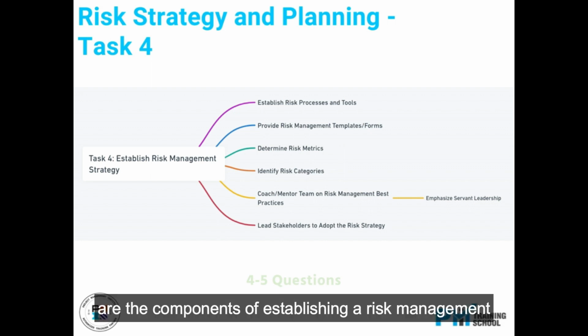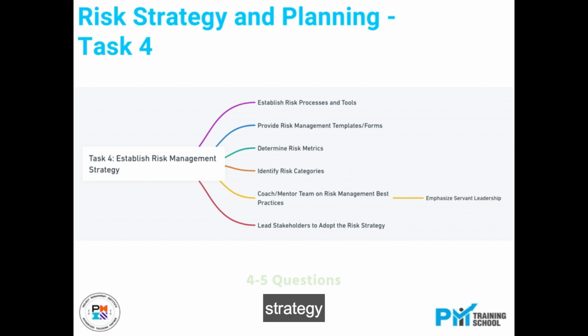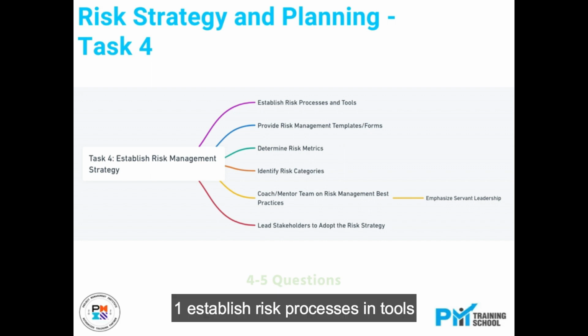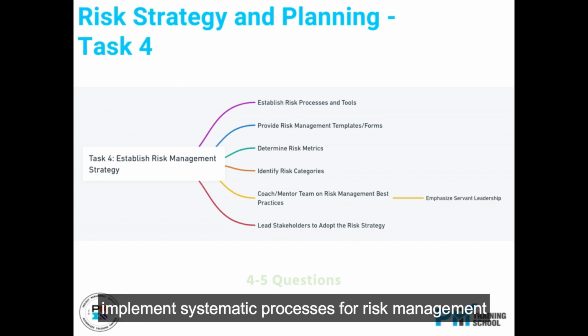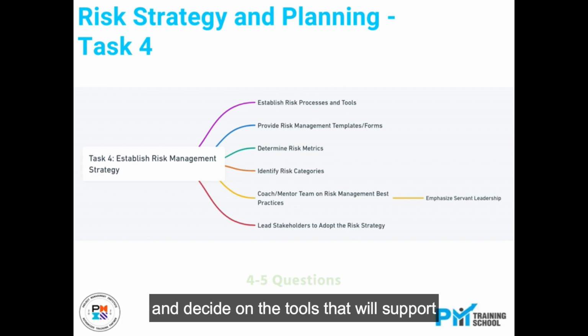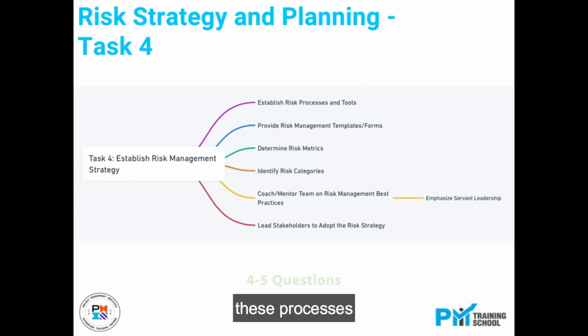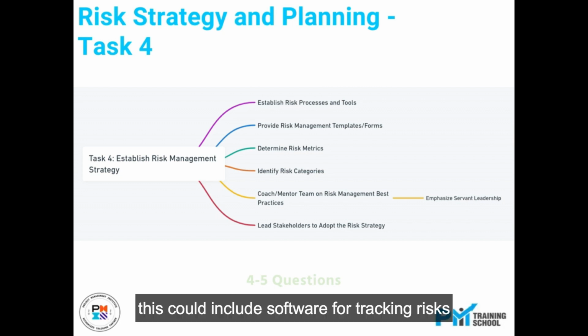Here are the components of establishing a risk management strategy. 1. Establish risk processes and tools. Implement systematic processes for risk management and decide on the tools that will support these processes. This could include software for tracking risks, methods for risk assessment, and techniques for risk response planning.